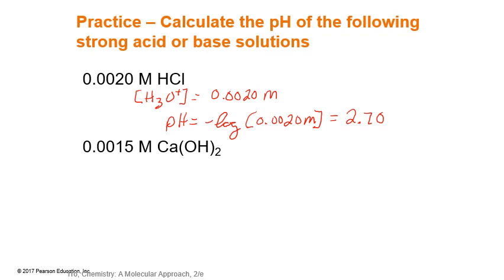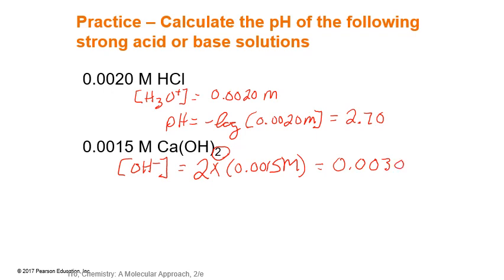Now, when we want to find the pH of our calcium hydroxide, we have to think about the hydroxide concentration. So our hydroxide concentration is equal to 2 times the concentration of the base. Now, why is it 2 times? It's 2 times the concentration because of our subscript. And so in this case, our concentration would be 0.003 molar.